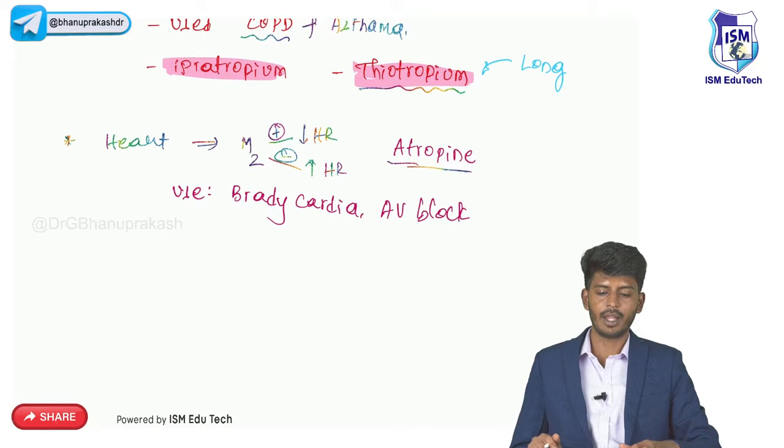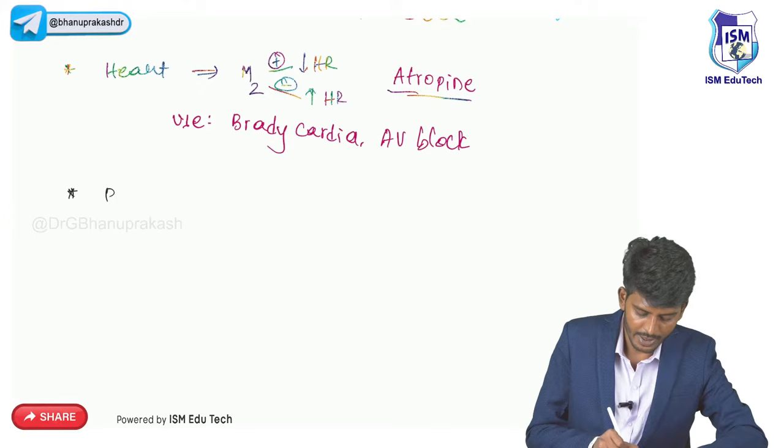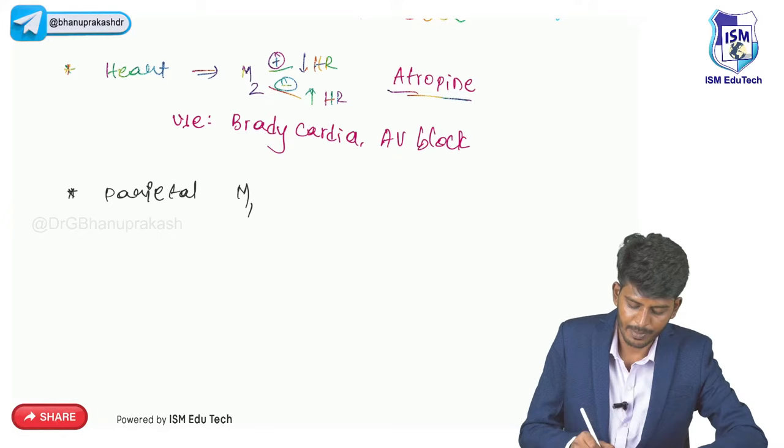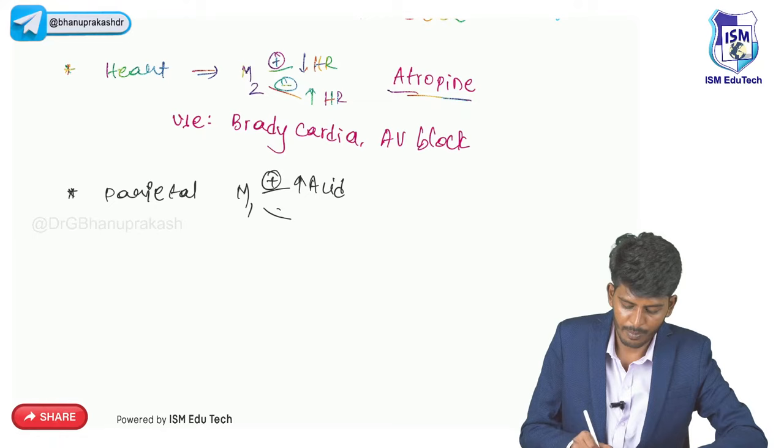Let's go to your parietal cell. The parietal cell has an M1 receptor. If you stimulate the M1 receptor, it increases the acid. Very good. If you block the M1 receptor, it will decrease the acid. That's it. Simple as that.